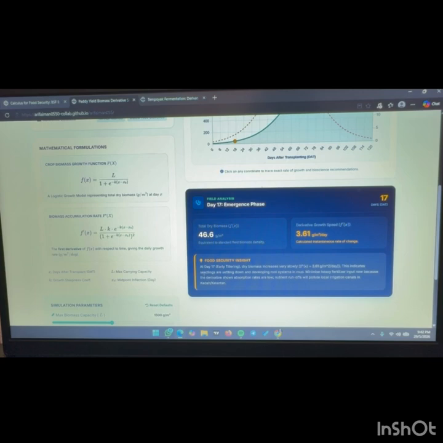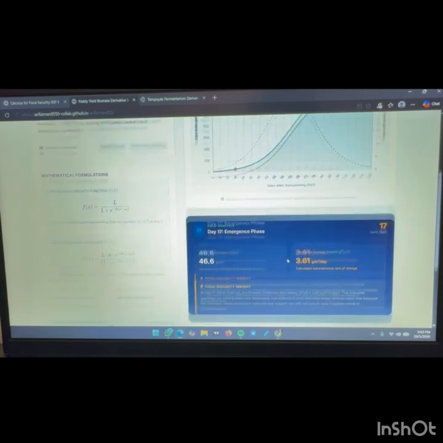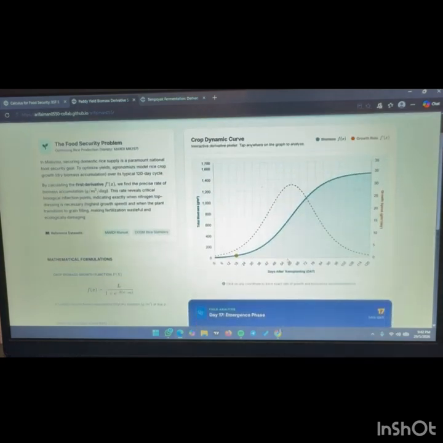Okay, on the graph, the S-shaped line shows the total biomass. The hill-shaped line shows the growth rate, which comes from the math of calculus.